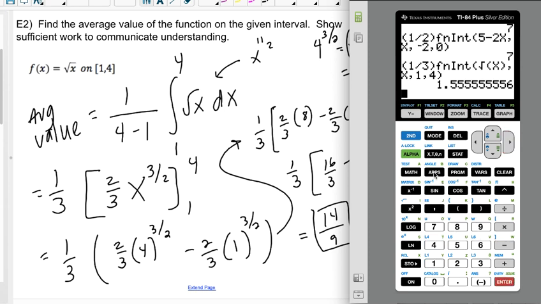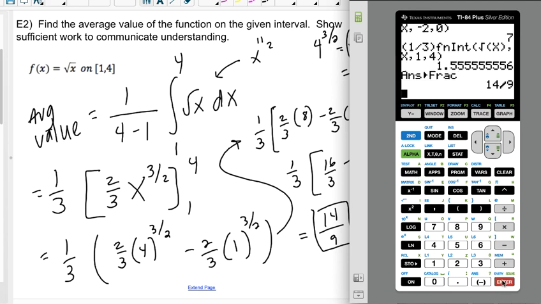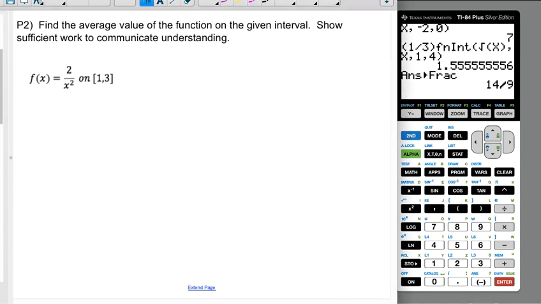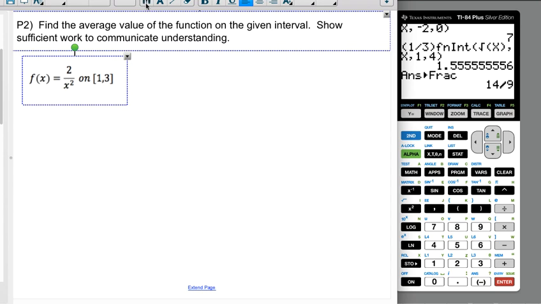All right, so if we do math frac, that'll give me my 14 over 9. All right, so go ahead and give this one a try, right? You're doing the same thing. Oh, my bad. Didn't mean to do that.